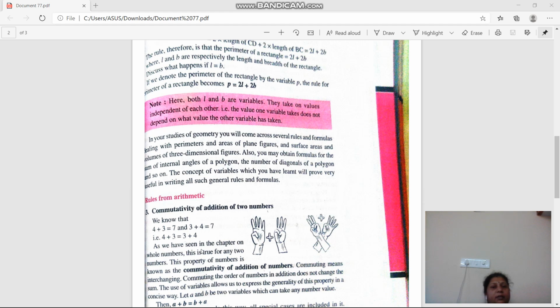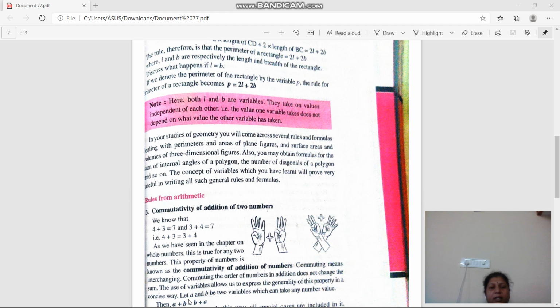As we have seen in the chapter on whole numbers, this is true for any two numbers. This property of numbers is known as the commutative property of addition of numbers. Commutative means interchanging. The order of numbers in addition does not change the sum. The use of variables allows us to express the generality of this property in a concise way.